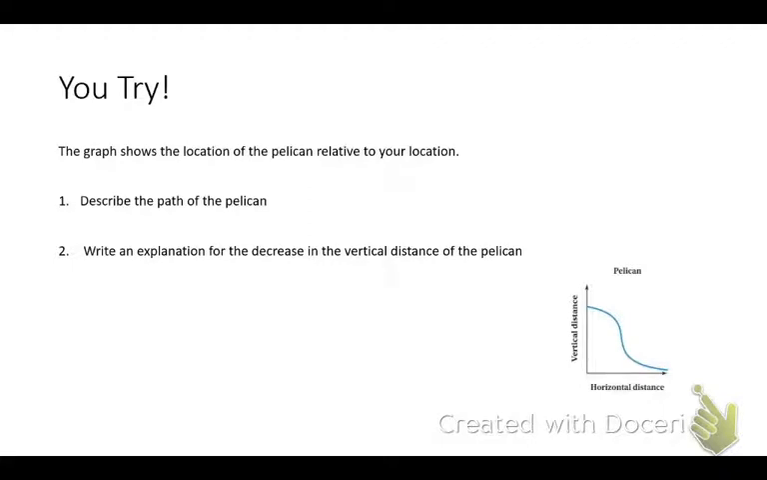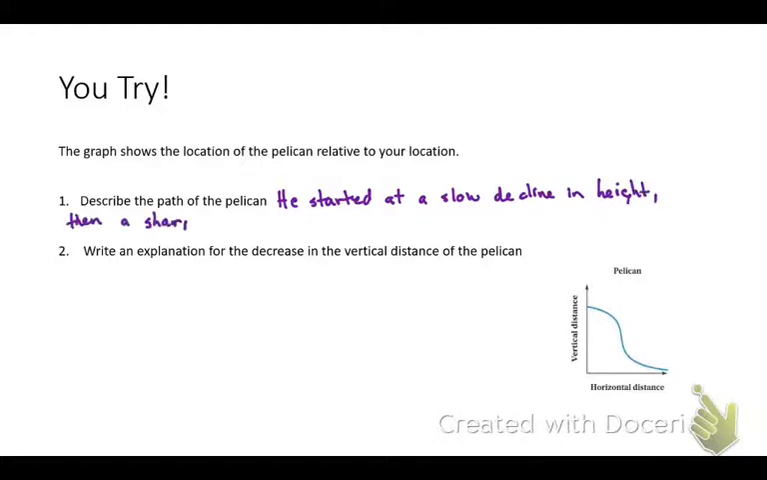All right, so William, what did you say? I said that he starts out high off the ground. Uh-huh. And then he slowly decreases in height. Yep. Until he's almost at ground zero. Very good. So that's kind of what I said too. I said he started at a slow decline, then a sharp decline, then he kind of leveled off.